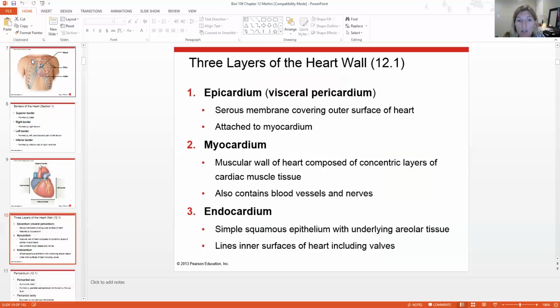The epicardium is also the visceral pericardium. The visceral pericardium is part of the serous membrane that surrounds the heart. You have the visceral and parietal pericardium. So the visceral is on the surface of the heart. It's called the epicardium. It's attached to the myocardium itself. The myocardium is the muscular wall of the heart. It contains the blood vessels and nerves that go into the heart, not into the chambers of the heart, but that are feeding the heart muscle itself. Then you have the endocardium. The endocardium is a simple squamous epithelium that's lining the very inside chambers of the heart, including the valves.